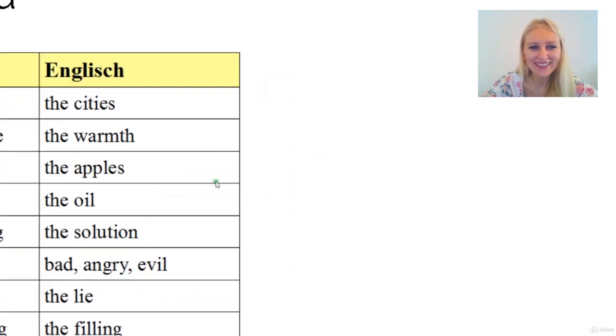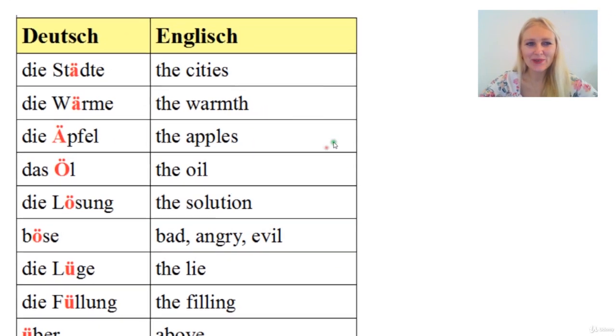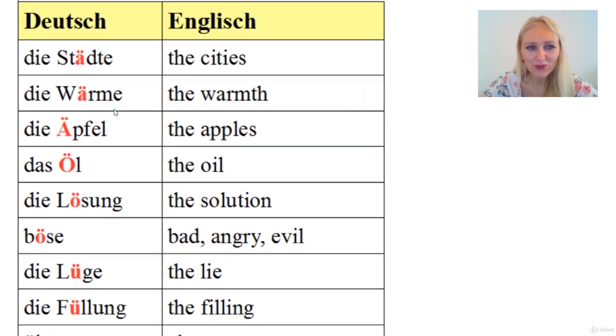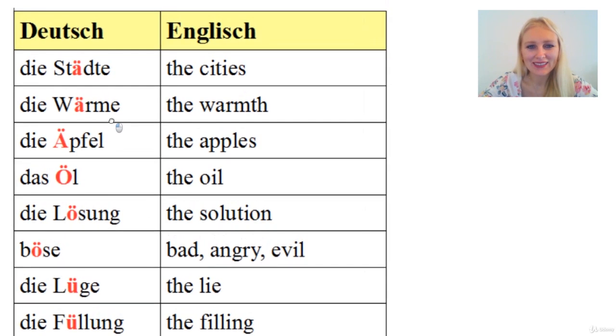So let's practice that. Here we have die Städte. It's like an open E, a mix between E and A. Die Städte, die Städte. Die Wärme, Wärme. It would be great if you repeat just to practice this a little bit, okay? Die Wärme, Wärme. V, so as you see here, V, Wärme.